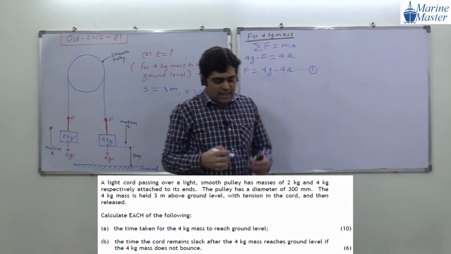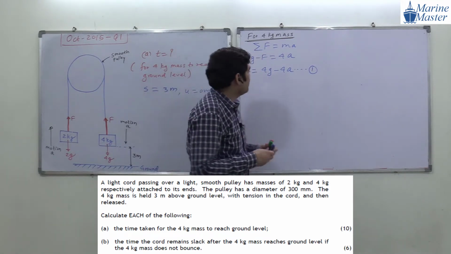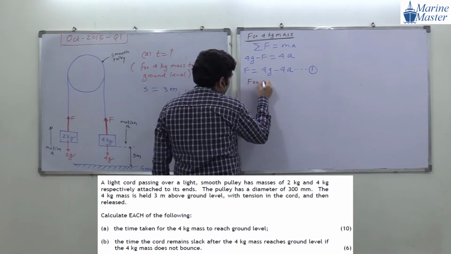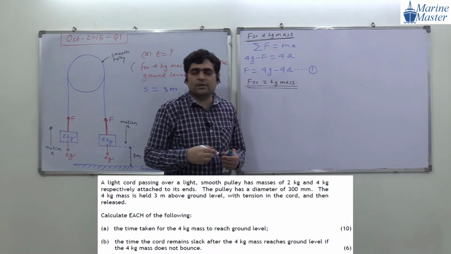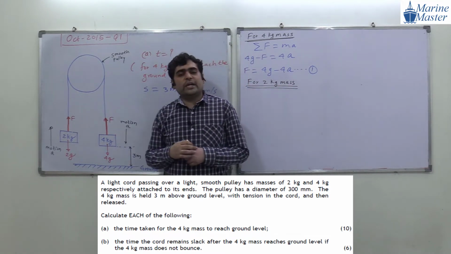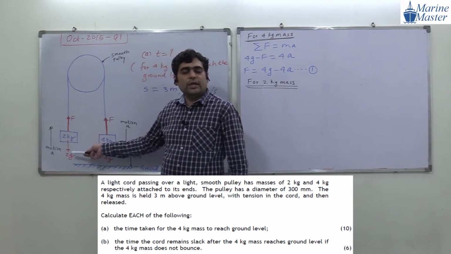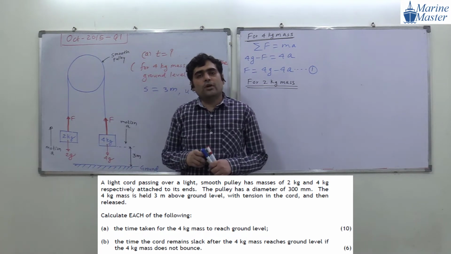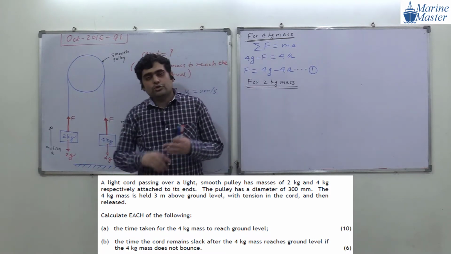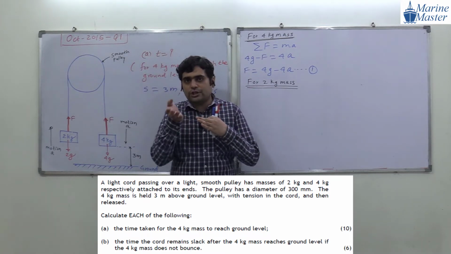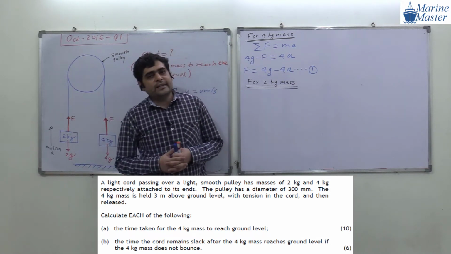Now we are going to consider the 2 kg mass. For the 2 kg mass, don't write anything, just try to observe. How is the motion here, upward or downward, for this 2 kg mass? Upward. So forces in the direction of motion are considered positive, opposite forces negative. What are the forces here for the 2 kg mass in the direction of motion, guys?